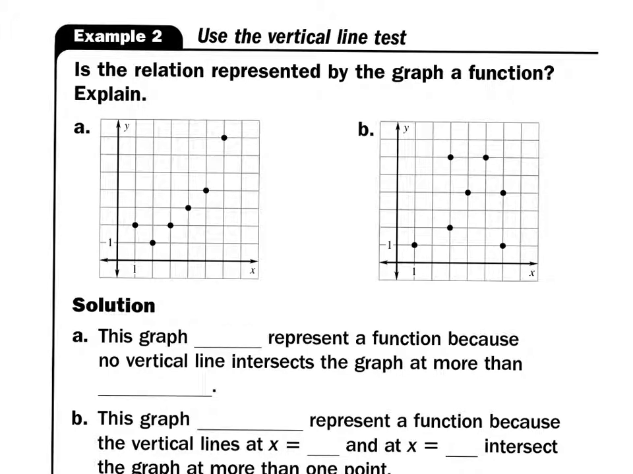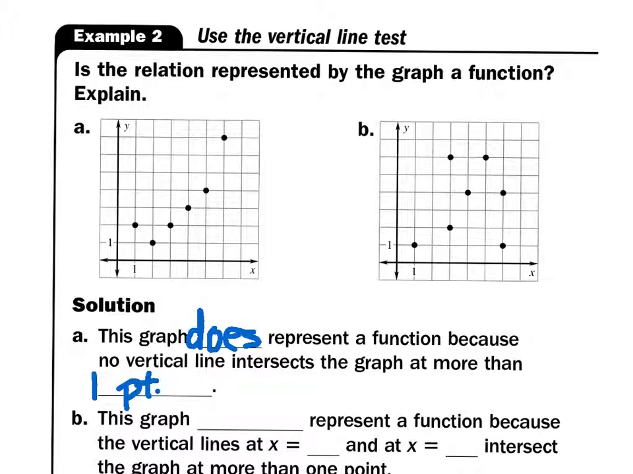Example 2, use the vertical line test. Is the equation represented by the graph a function? On A, is that a function? Yes, because it does represent a function because no vertical line intersects the graph at more than one point.